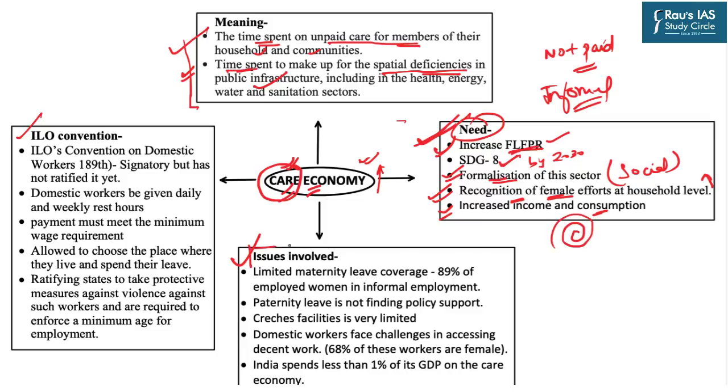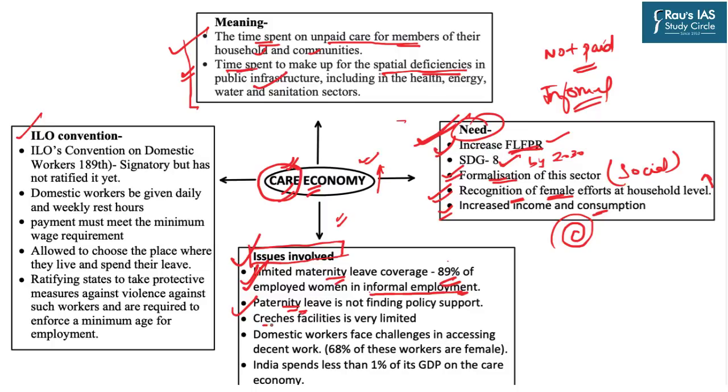But there are certain issues involved in this whole ecosystem. First is limited maternity leave coverage. Now, how will we formalize this sector? The challenge is that almost 90% of the employed women in this sector have informal employment. Second, why are we talking only about maternity leave? Why are we not talking about paternity leave? Because if there is no paternity leave, directly or indirectly, again the burden of raising the child falls on the mother. But in India, even in the highly organized sectors, we do not have the concept of paternity leave. So how can we expect paternity leave to percolate down to the informal care economy ecosystem?